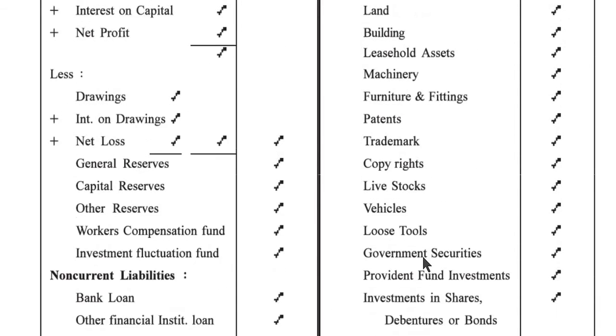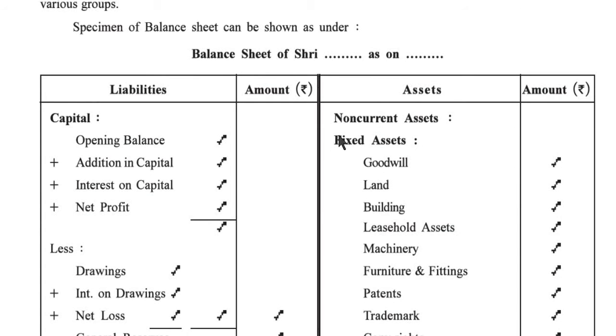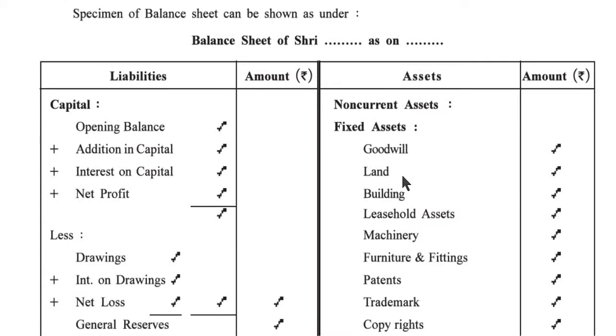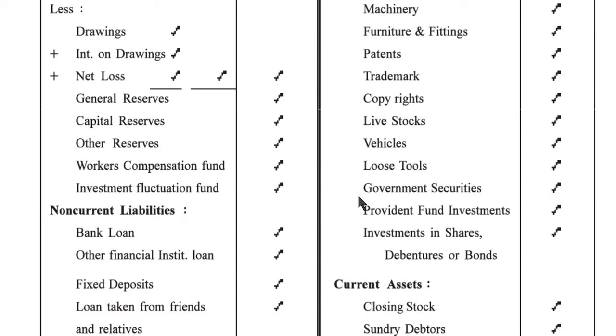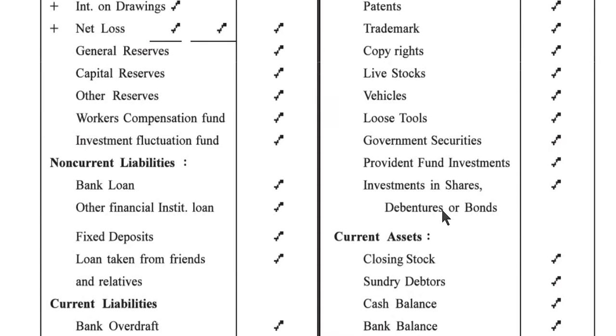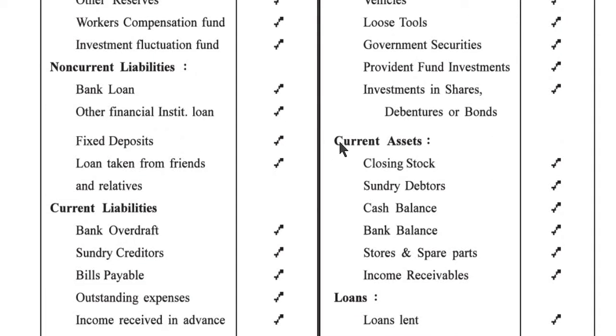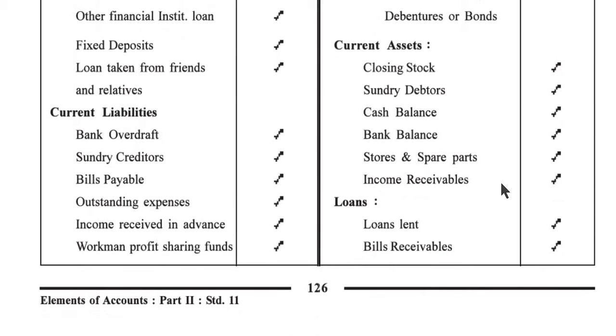Now we have to write the asset side. On the asset side, the first heading is non-current asset: fixed asset, goodwill, land, building, leasehold asset, machinery, furniture and fittings, patent, trademark, copyrights, livestock, vehicles, loose tools, government securities, provident fund investments, investment in shares, debentures or bonds. Now current asset: closing stock, sundry debtors, cash balance, bank balance, stores and spare parts, income receivable. If any income receivable is there, then it is our asset.